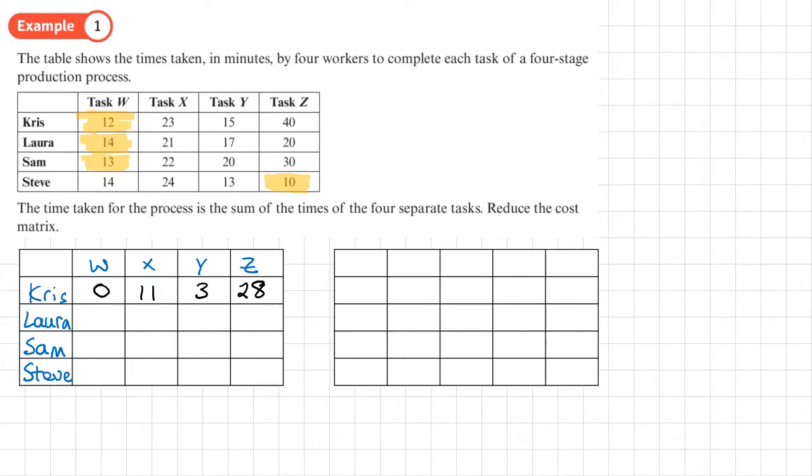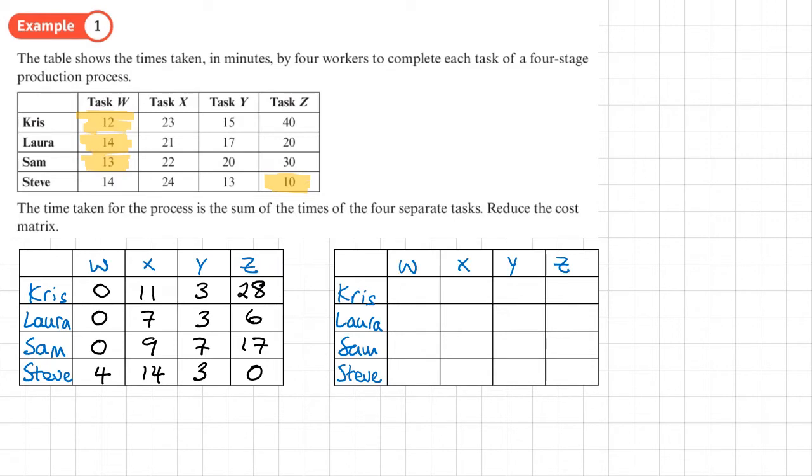Second row, I now subtract 14 from each of those values in each row. So the 14 becomes 0, 21 becomes 7, 14 becomes 3, and 20 becomes 6. Next row, I subtract 13 from each of the values in the third row. So 13 becomes 0, 22 minus 13 is 9, 20 minus 13 is 7, and 30 minus 13 is 17. Then the bottom row, I subtract 10 from each of these values, leaving me 4, 14, 3, and 0. So that completes my row reduction.